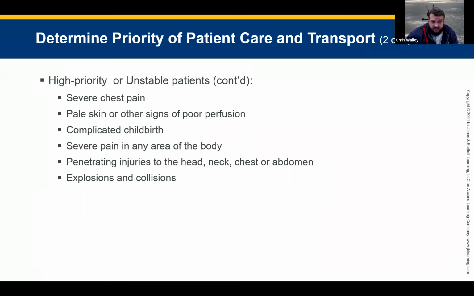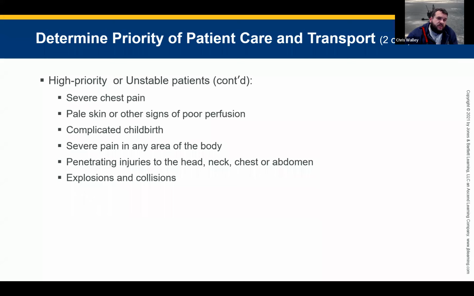When we talk about explosions and collisions, remember, due to the multitude of injuries that we're going to potentially see, hemopneumothorax, which means their lungs may have collapsed. There's blood inside the lungs. There's air in the pleural space. Penetrating injuries to the head, neck, and chest or abdomen. Those are vital parts of organs that are in those particular areas. That's why that's classified as a high priority or an unstable patient.